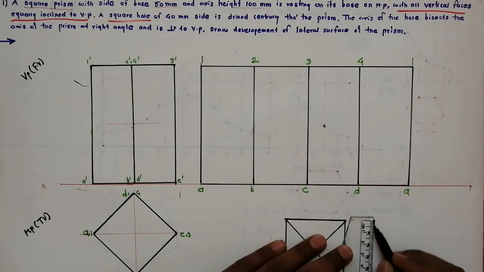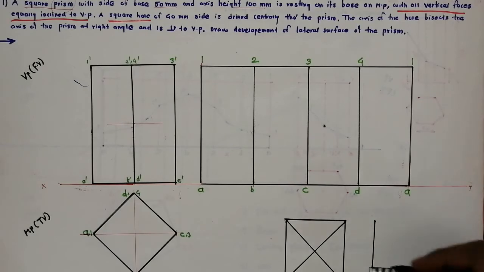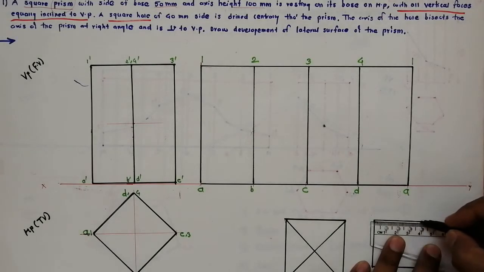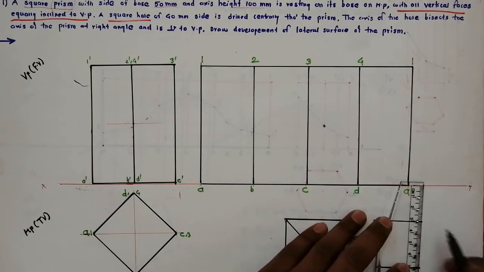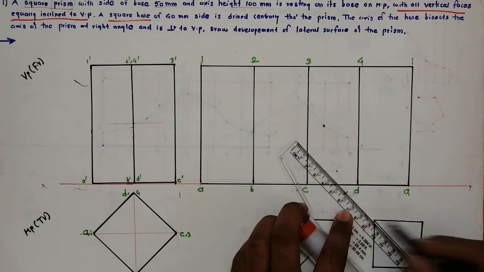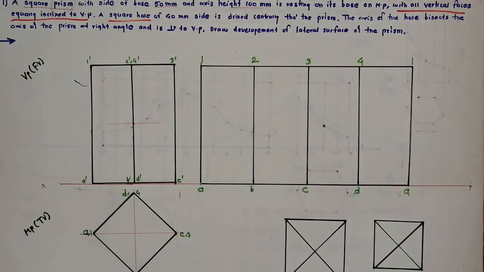So this is 40. Okay, this is 40. Okay, 40 here. Then I'm joining the opposite corners. Okay, now the same procedure we have to follow here.